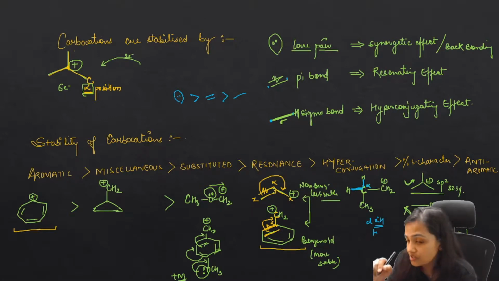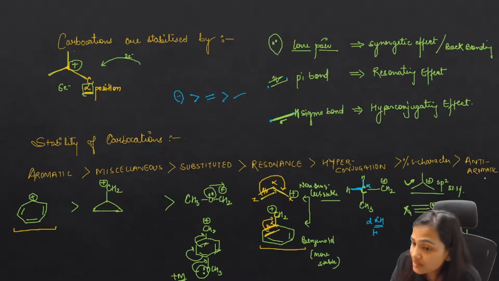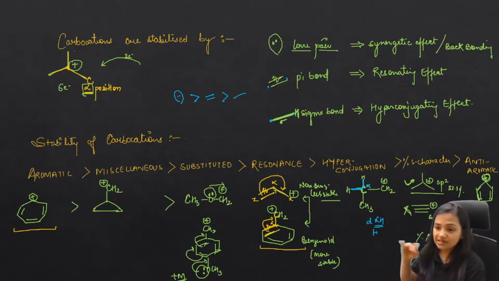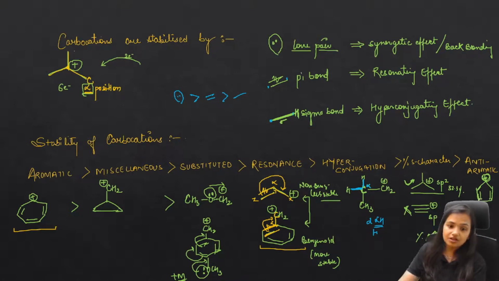Then comes such kind of compounds. And then the last is anti-aromatic. I have already shown you one example of anti-aromatic, this. So if we have any kind of ring which is anti-aromatic, this carbocation is basically anti-aromatic because this is a part of the conjugation. So such kind of carbocations are least stable. Least stable. So got it.